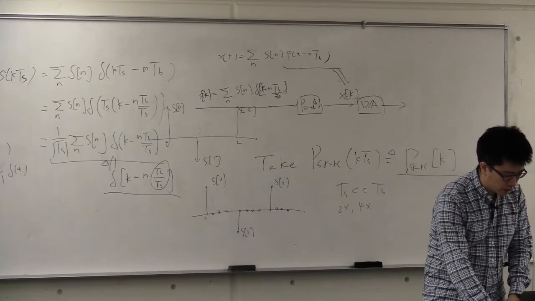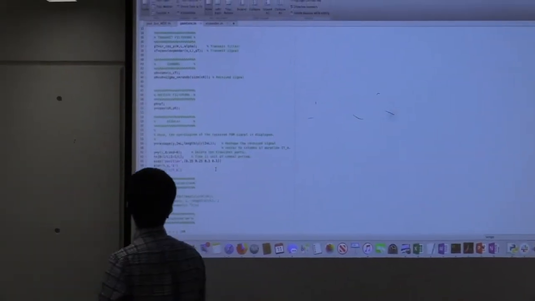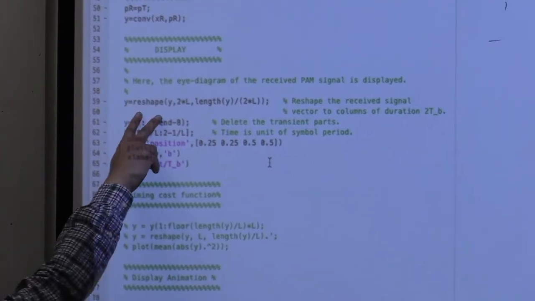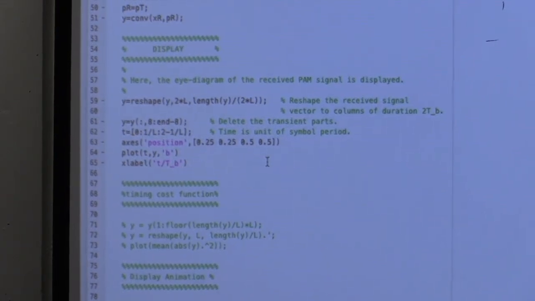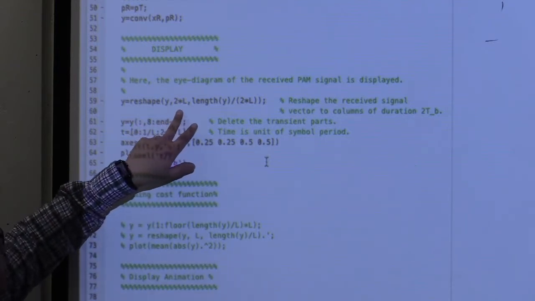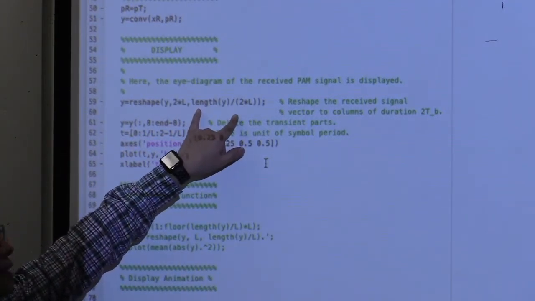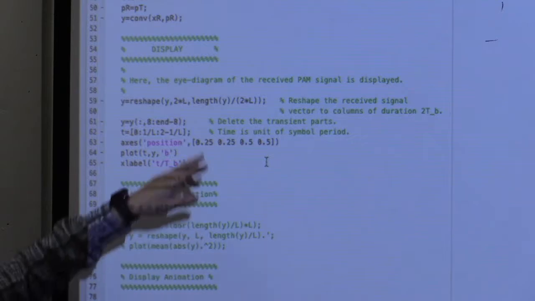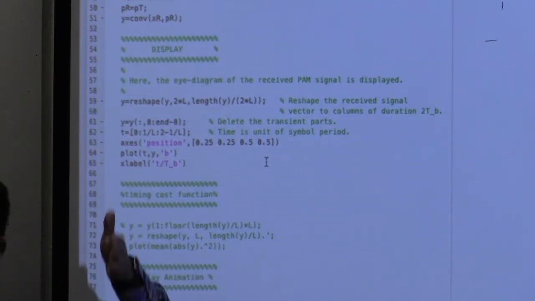And now let's continue looking at this display. Let's see what we're going to display here. So what we're going to do here is some reshaping. This reshape function's first element is our input signal. Remember, y is a vector, either row vector or column vector, but it's a vector. We're going to reshape the vector y into something like 2L multiplied by length of y over 2L. This multiplied will be the length of y, from vector to a matrix. Does that make sense?